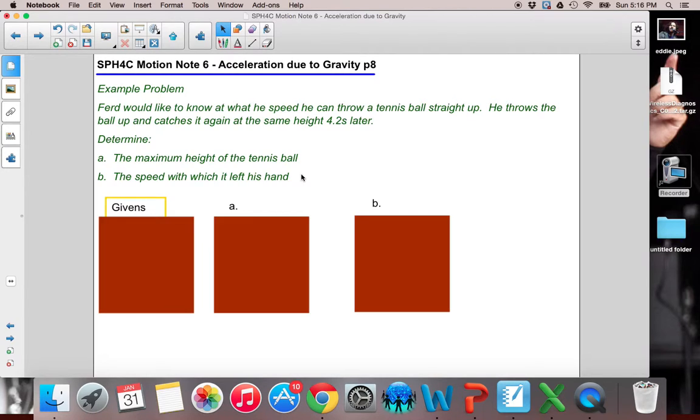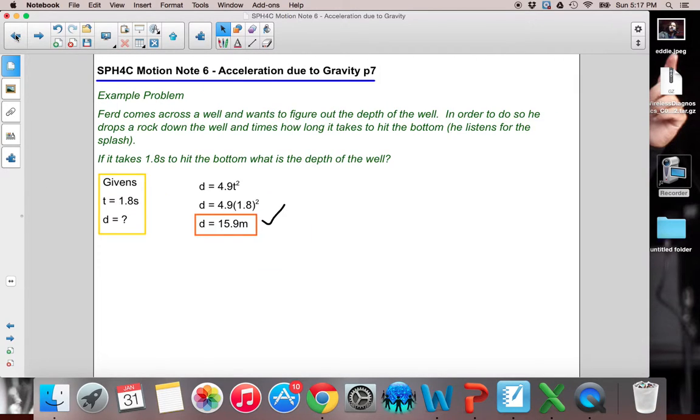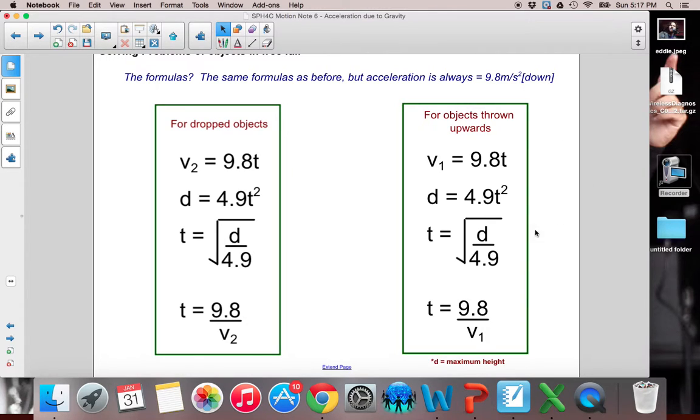So we'll start by looking at what's given, and what's given in the question is, look, I wrote time is 2.1 seconds. He catches it 4.2 seconds later, but pretty much we're only looking at one half of the journey. We're going to start by looking just at how high it goes. So we're going to take that time and look at just the time to move up, and that's 2.1 seconds. Okay? We're looking for distance, and we're looking for the initial speed when it left his hand. So we're going to take our time with these formulas here. We're looking to begin with maximum height, so that's going to be this formula here, because we know the time, 2.1 seconds. We're going to solve for d.